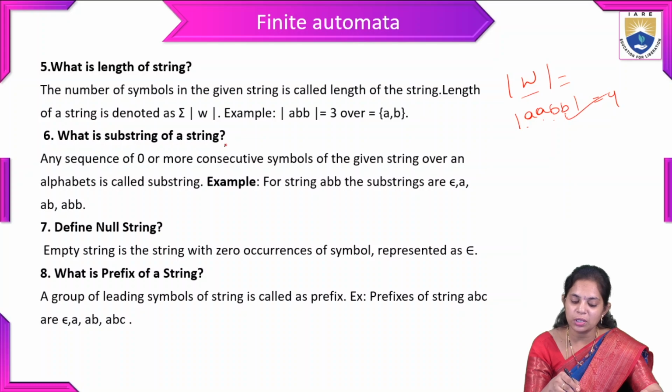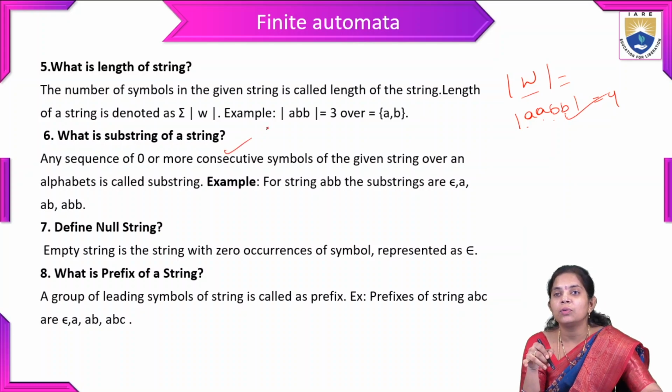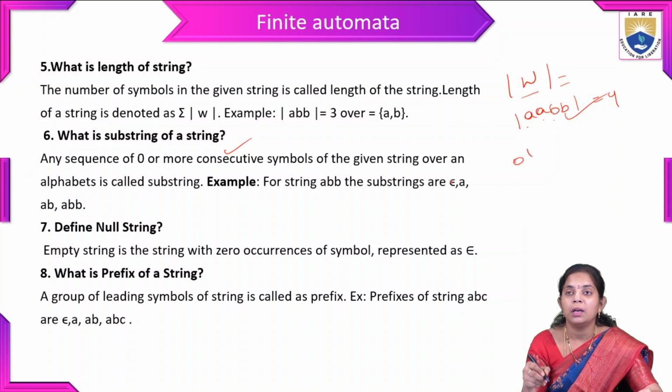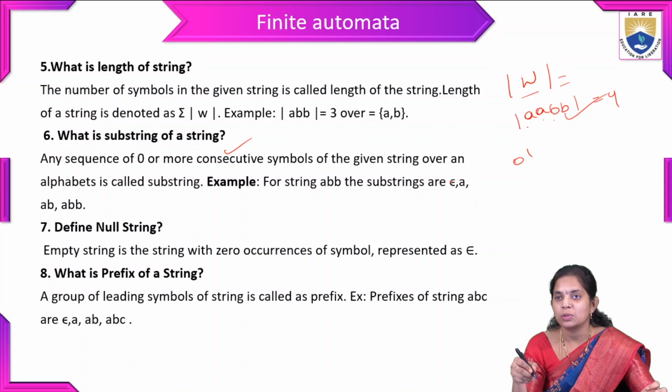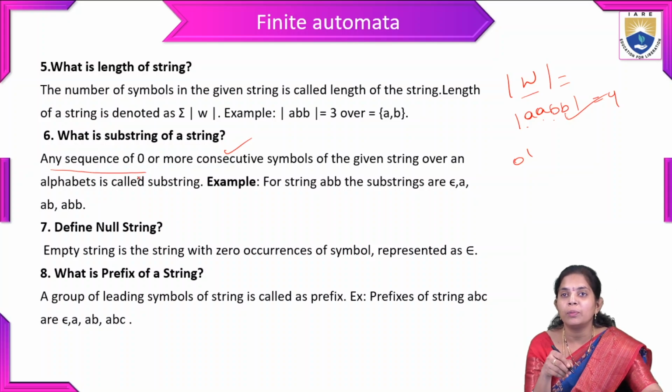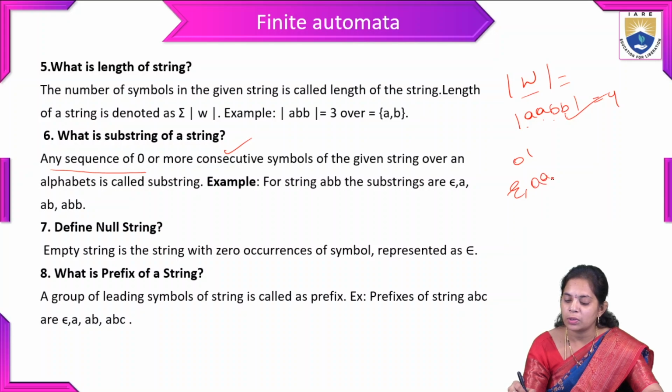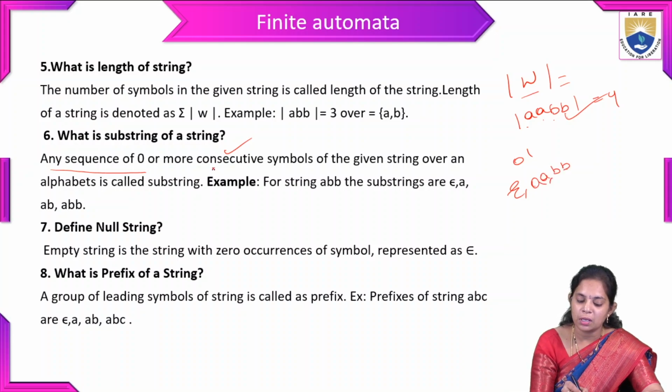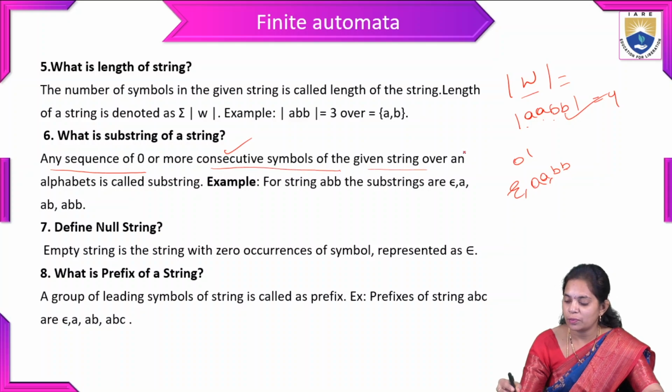And what is a substring of a string? How will we denote the substring? Previously we discussed some examples, like constructing the DFA for the substring 01. What is meant by a substring? It is any sequence of zero or more consecutive symbols of the given string. Either it can be epsilon, or any A or B combinations, consecutive symbols of the given string.